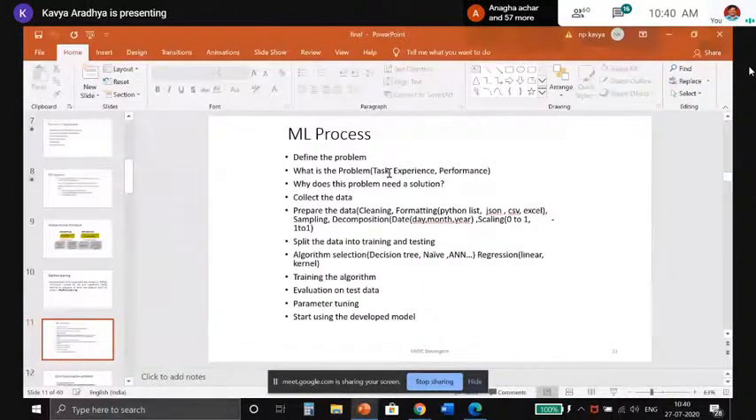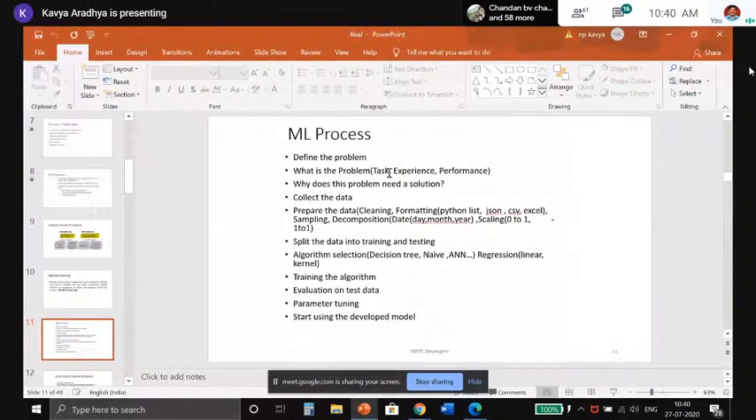The next parameter we call experience. Experience is nothing but the training data, what you give as an input for the system to remember and cognize. The training data acts as experience. That is a database in the case of the ML process. And then performance. Performance is how well it is responding, to what extent it is reliable.